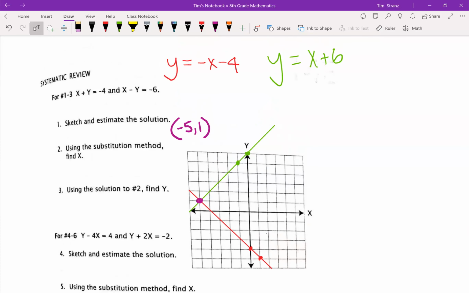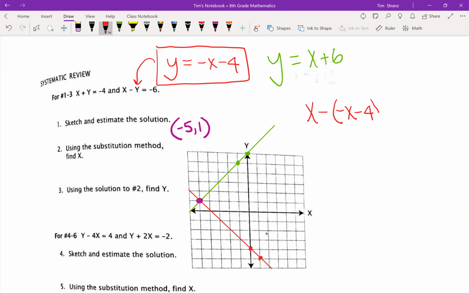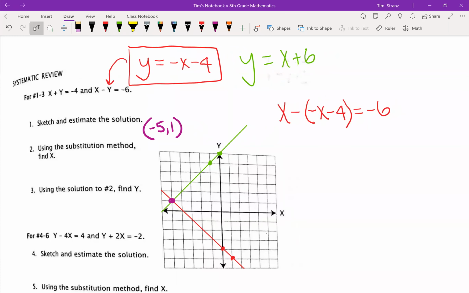Okay, number 2: use the substitution method to find x. I'm going to take my first equation that I changed into slope-intercept form, y equals -x minus 4, and substitute that in for y. So instead of x minus y equals -6, I'll write x minus (-x minus 4) equals -6. Now I'll be able to tell what x is going to equal.